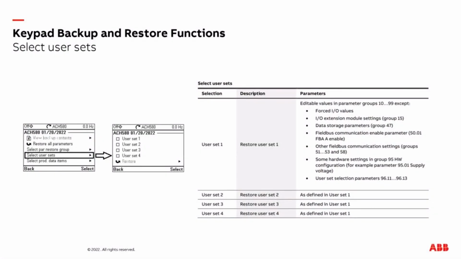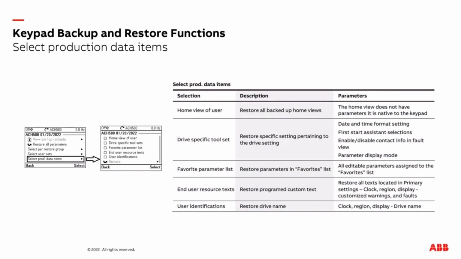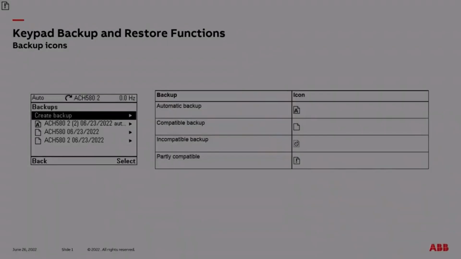Select user sets. There's up to 4 user sets in a drive. You could restore any individual one or all 4. Selected production data items. The home view of the user, drive-specific tool sets, favorite parameter lists, and user resource text and user identifications are all individual items that you can select individually or select multiple ones for restoring.